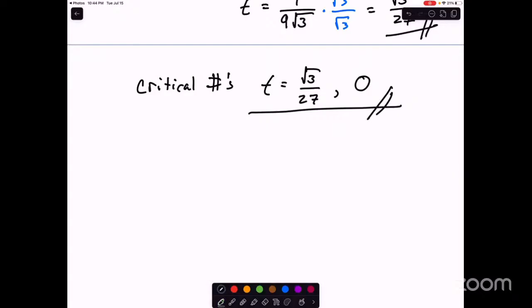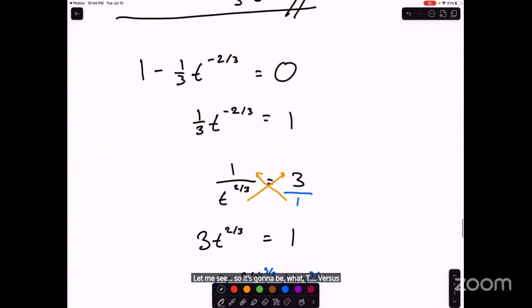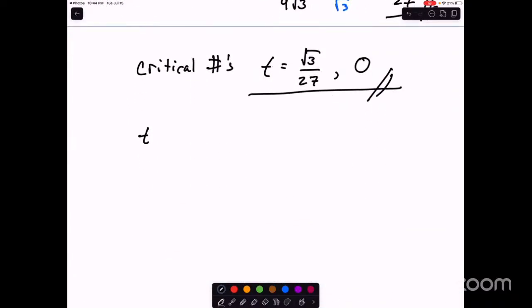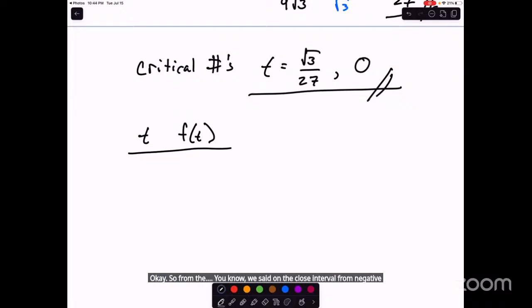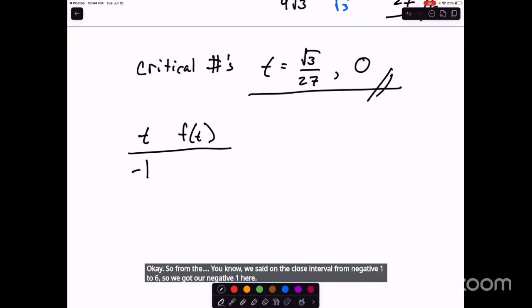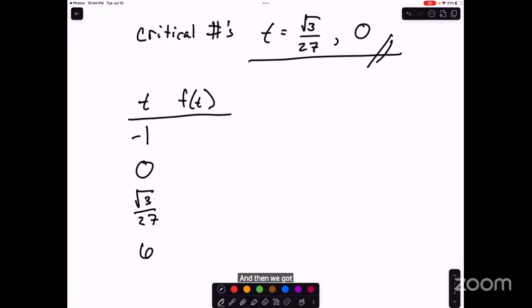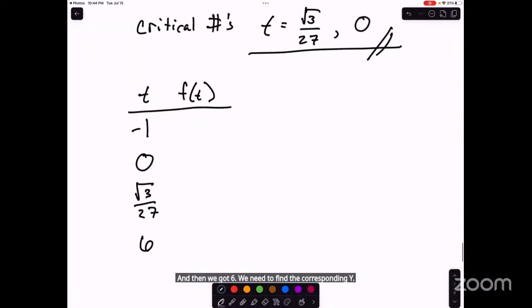So it's going to be t versus f of t. What was the function? Yeah, f of t. Okay. So we said on the closed interval from -1 to 6, we got our -1 here, we got our 0 here, we got our square root of 3 over 27, and then we got 6. We need to find the corresponding y. I do need a copy of the original.